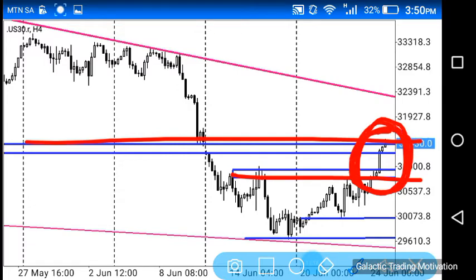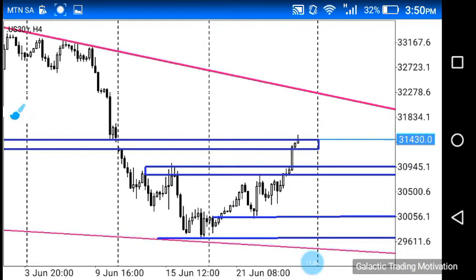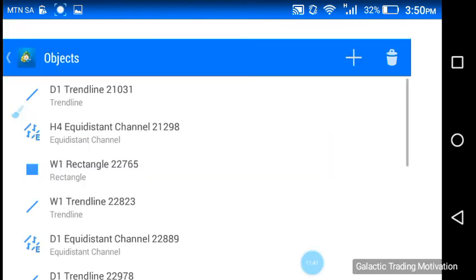But like I said, because we have that huge structure and this neckline as well as the 50% Fibonacci zone, chances are that the market will retrace at more or less this point and then push further down. So one needs to be cautious. The next thing that I'm going to do is just add my channel on the H4. Just bear with me.